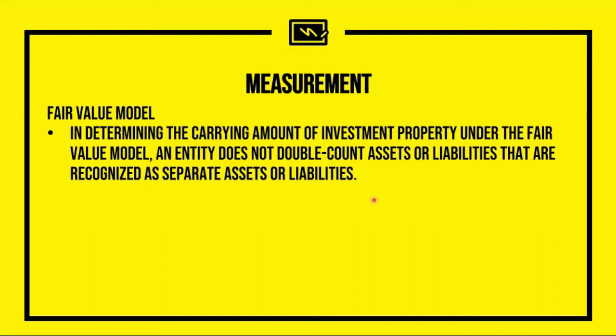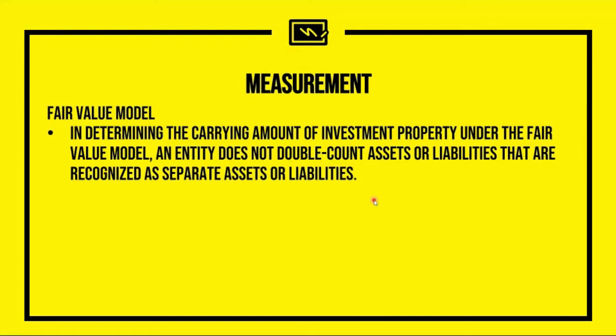Let's have examples of items that you are supposed to separate. So, for example, there is the investment property and there are accrued liabilities, or accrued expenses or prepaid expenses that are related to the investment property. So the accruals and the prepayments should not be added together with the investment property, because the accruals and the prepayments are not integral parts of the investment property.